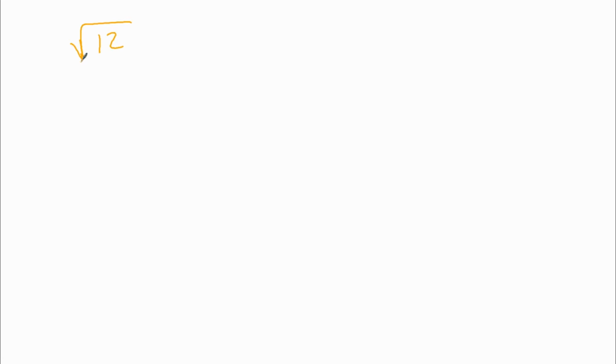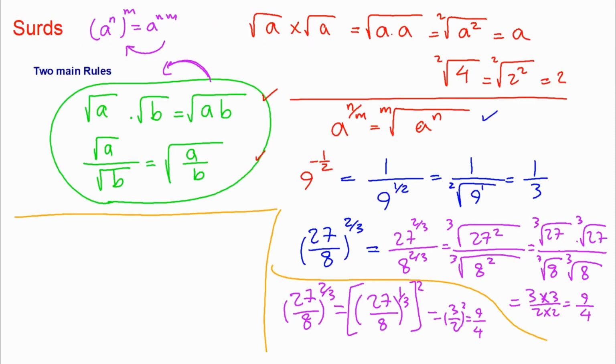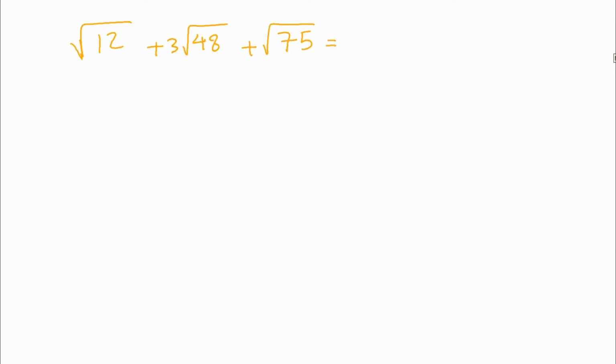So the question is: simplify square root of 12 plus 3 square root of 48 plus square root of 75. So we want to simplify this. It could be difficult because we can't use any of the rules that we had on the previous page. If you look here, we have times or divide in these two rules, but the expression on this side is just plus, and we don't have any times or divide. The trick in this sort of example is that we need to simplify all of these surds as much as possible, which is the point I want to go through in this example.